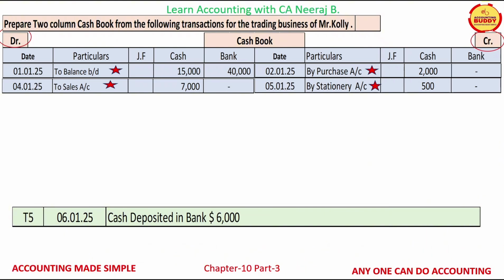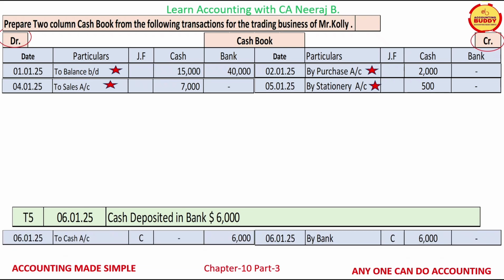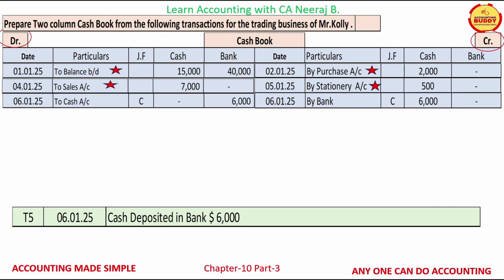Transaction T5 is on 6th of January 25, business deposited cash amounting to $6,000 in the bank. This entry will be recorded on both the sides of the cash book.